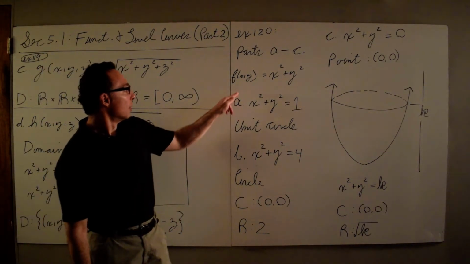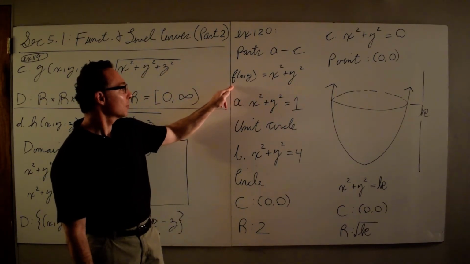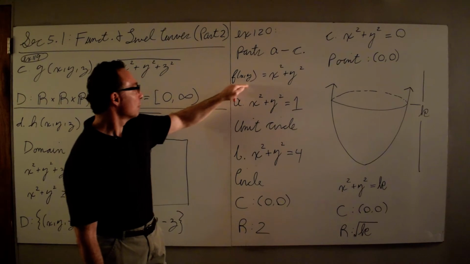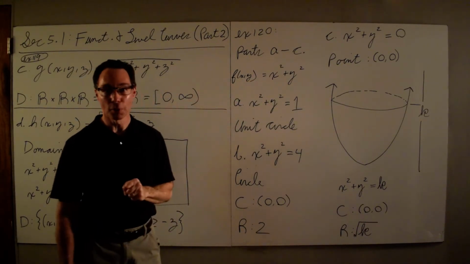So I'm hoping you're watching this video and not just the beginning, because if you saw the beginning, then all you're going to see is my little typo here. So we have f of x, y is x squared plus y squared.